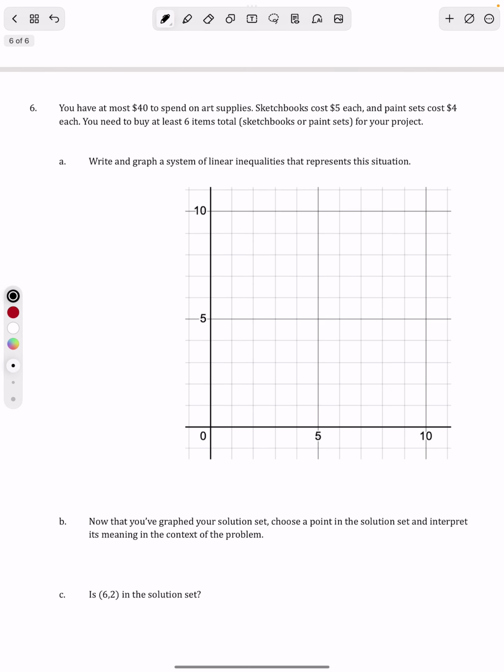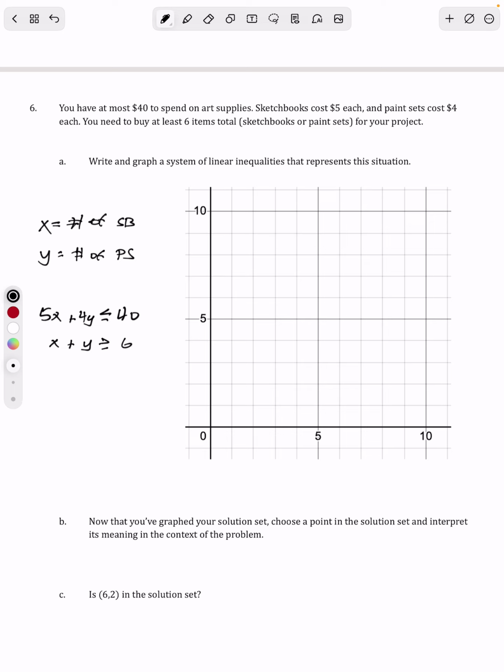Well, I can spend at most $40. So the amount of money I spend has to be less than or equal to 40. A sketchbook costs me $5, so if I buy x of those, I have spent $5x, plus I've spent $4 for every paint set. $5 for every sketchbook, $4 for every paint set. That covers the cost. But I need to buy at least 6 items total. So the number of sketchbooks plus the number of paint sets has to be at least 6.